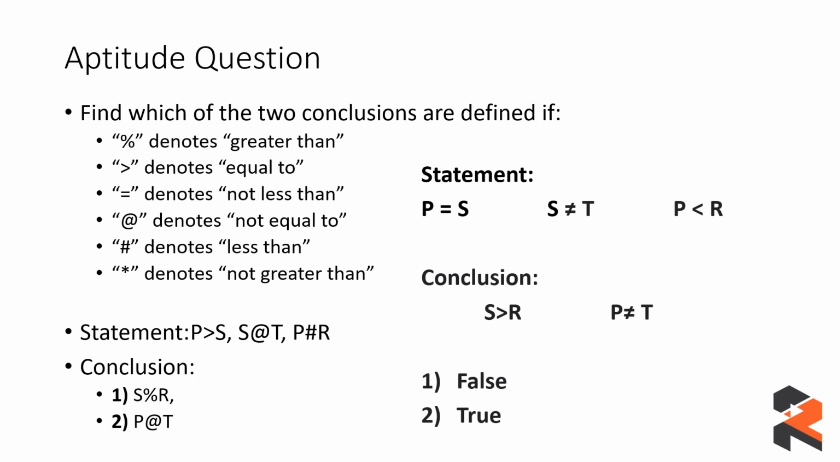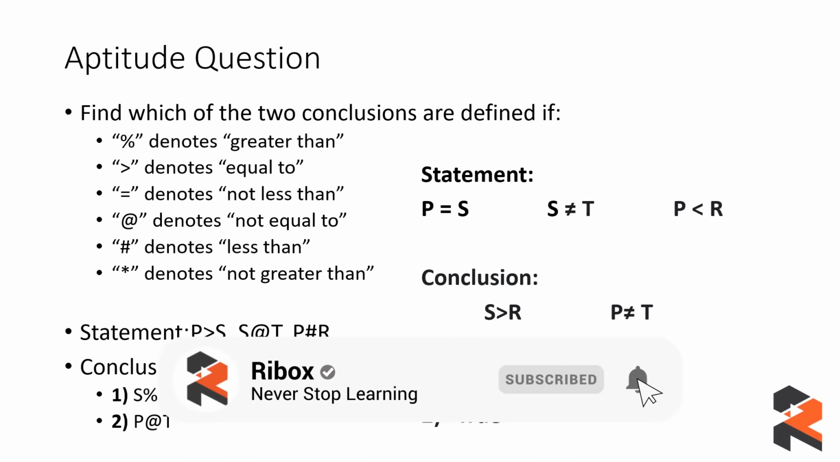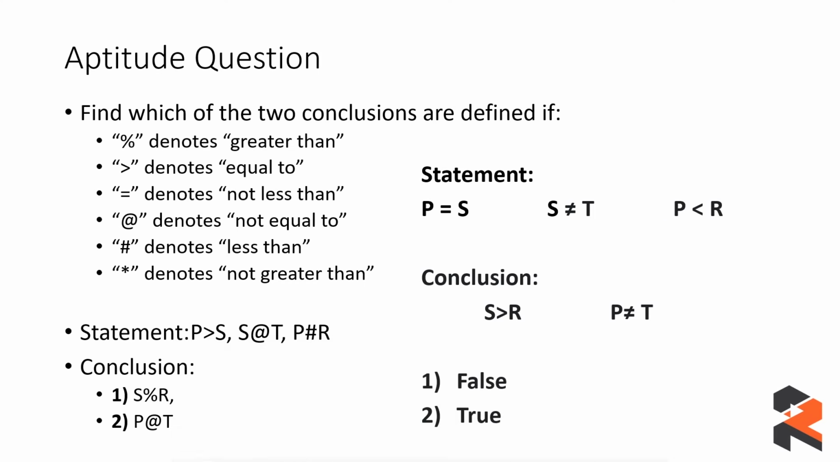So once we have the statements and the conclusions in their original format, we can easily find the answer. If you look at the statements properly, you see that P is equal to S and S is not equal to T, which means that P is not equal to T. So that is a transitive kind of a statement which we got. And our second conclusion is also speaking about it. That means P is not equal to T.